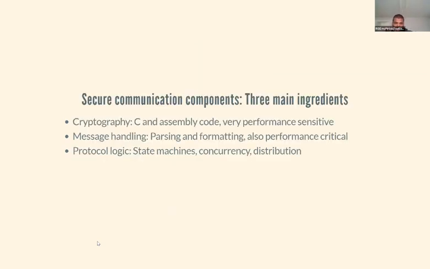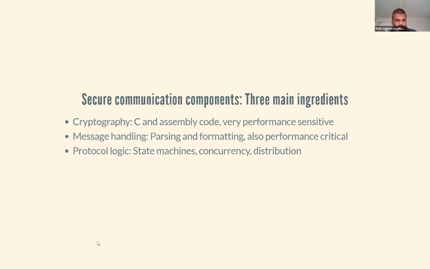So we're going to talk today mainly about how we do secure communication components, and I want to focus on three main ingredients that we think go into these components. There's cryptography, which we see as being programmed in C and assembly code, low-level crypto that's very performance sensitive. Then there's a set of components that deal with message handling, things like parsing and formatting network packets before sending them out on the network or receiving them from the network.